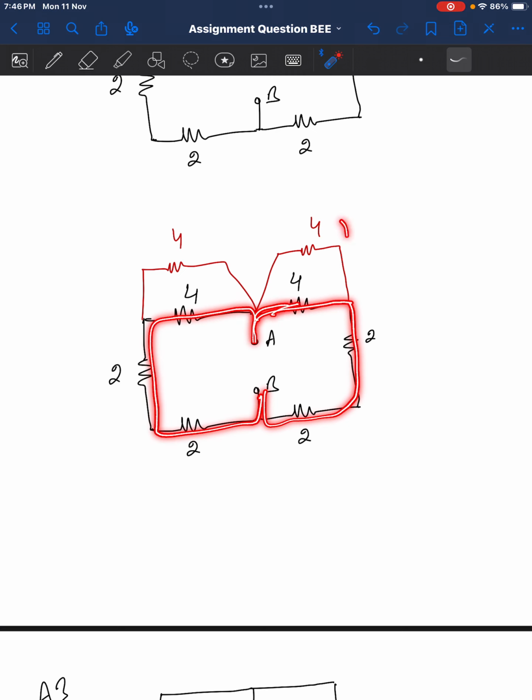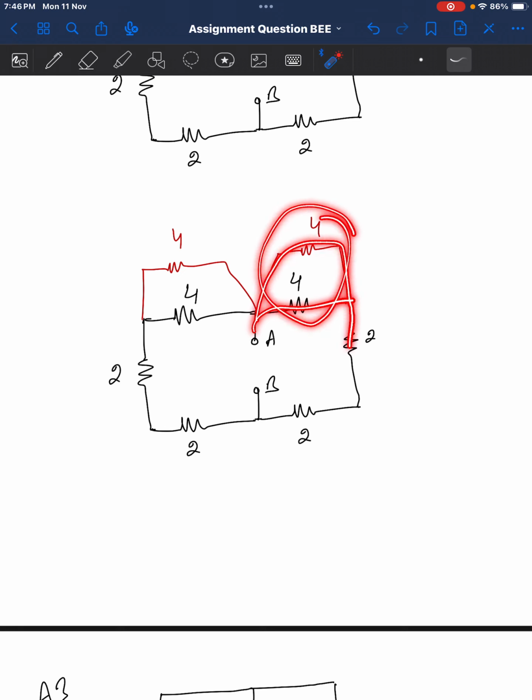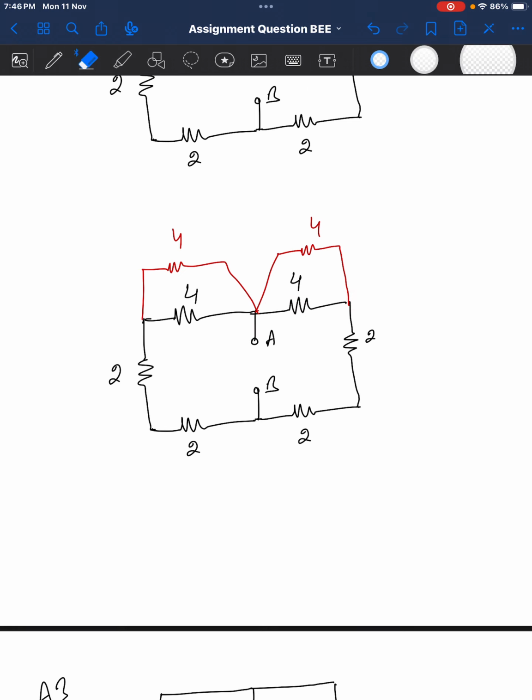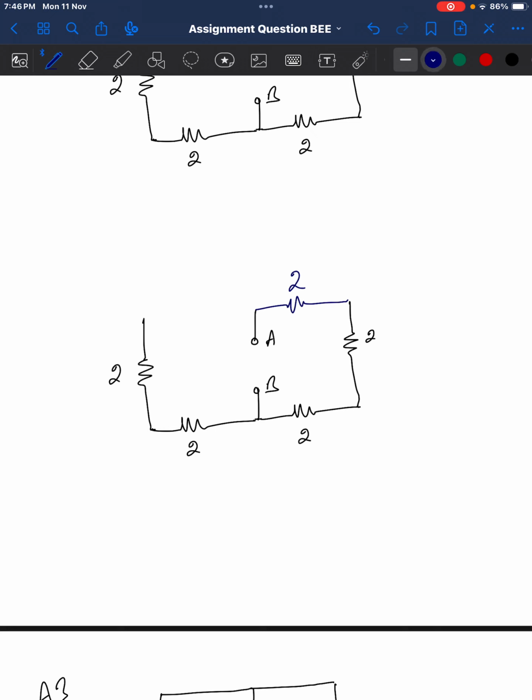So when I'm moving in this path, these two are in parallel, right? We can go in this way, also going this way. So these two are in parallel, so join them. So 4 and 4 in parallel becomes 2 ohms. And here also 4 and 4 in parallel becomes 2 ohms.